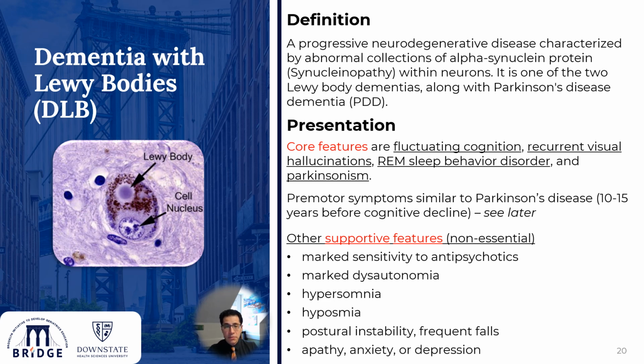It may exhibit premotor symptoms similar to Parkinson's disease, usually 10 to 15 years before the cognitive decline may present. Other supportive clinical features include marked sensitivity to antipsychotics, marked dysautonomia, hypersomnia, hyposmia, postural instability, and frequent falls. They may also present with a lot of apathy, anxiety, and/or depression.